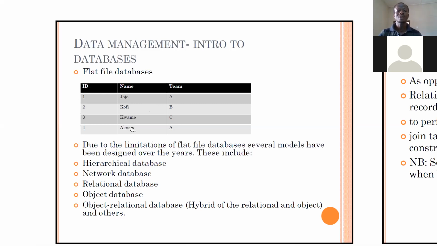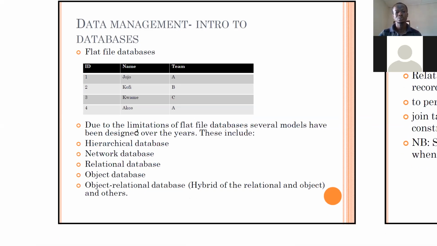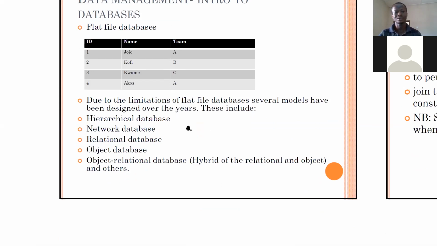So to avoid that, people started coming up with different models. So we have what we call the hierarchical database. In fact, I'm not going to go into details. It means that data was organized with the idea of a hierarchy, a parent-child relationship. So if I keep data on your house, then I have to make sure that it links up with your district or your town, something like that.